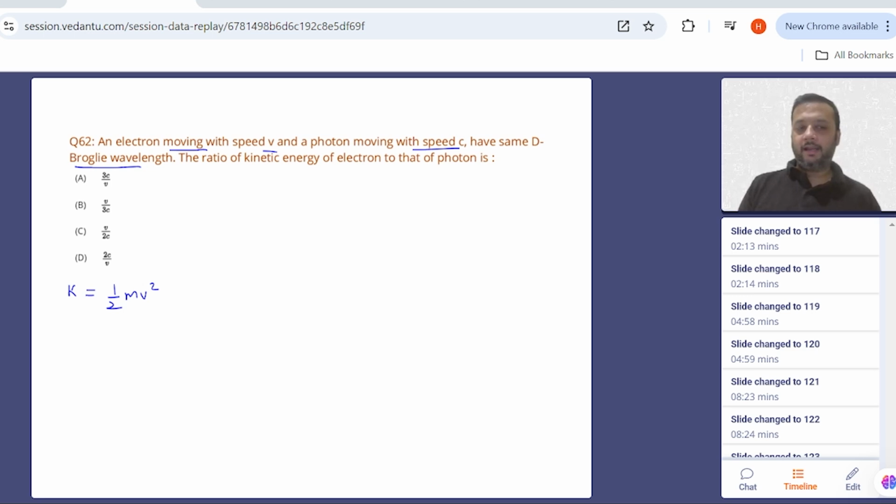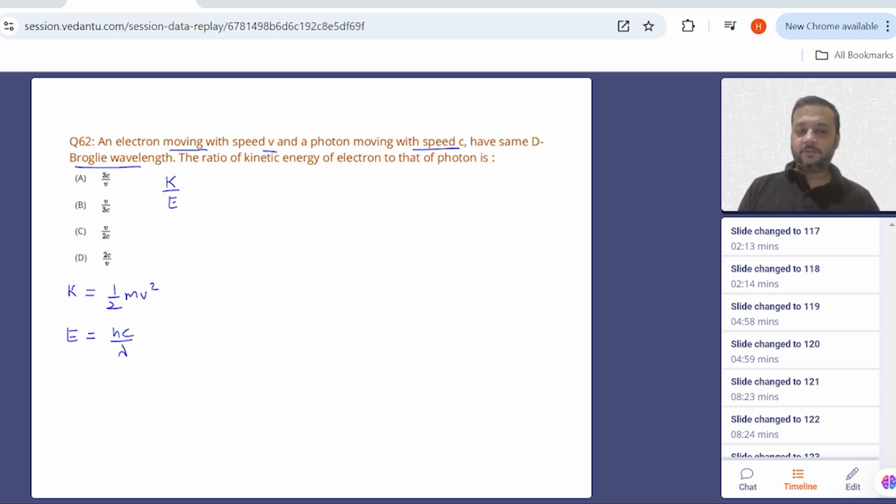And what is the kinetic energy of the photon? So the energy of the photon is E equals hc by lambda. Correct. Now we have to find the ratio of the kinetic energy of the electron to that of the photon. That means we have to find K by E. One more thing is given to us, that the de Broglie wavelength is the same for both of them. That means lambda is the same for both of them.